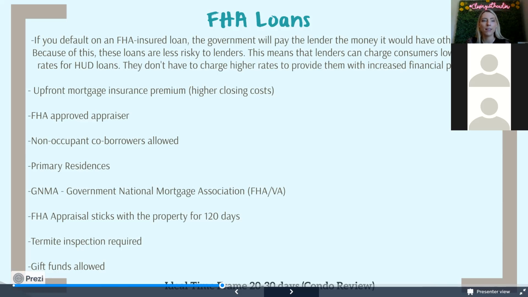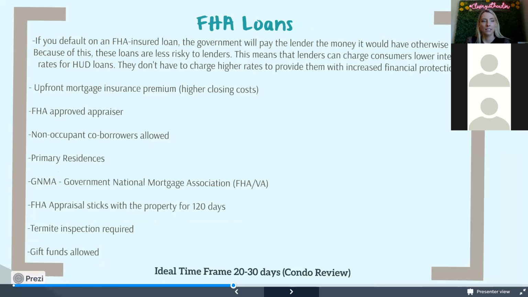FHA is only primary residences. We do allow non-occupying co-borrowers on this.